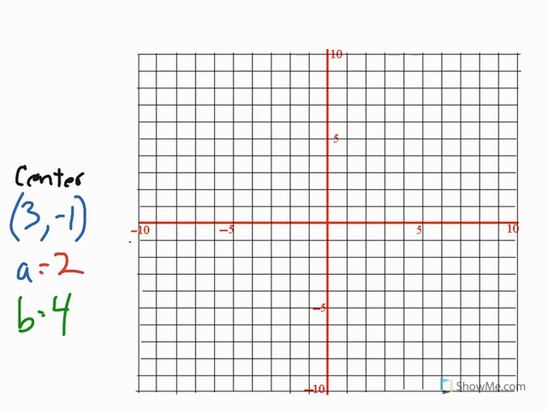So I can start by graphing my center point, which is at (3, negative 1), so that's going to be right here, over 3, down 1. And then my a value is 2, so my horizontal dilation is going to be 2. So I go 2 to the right, and I go 2 to the left from my center point. And then for the b value, I'm going to go up 4, because b is 4. And I'm also going to go down 4. So then I can draw in my reference box. And now I'm going to draw in those reference lines that we call asymptotes.